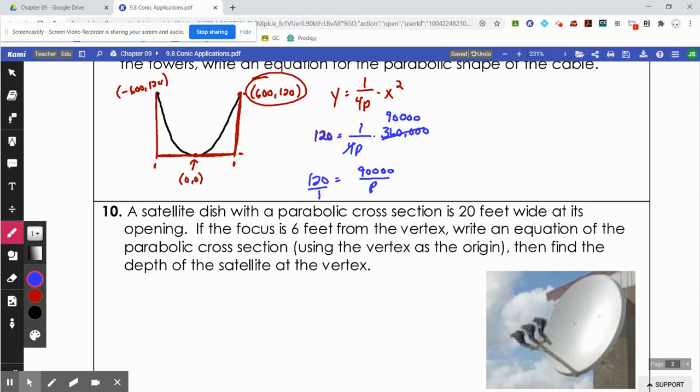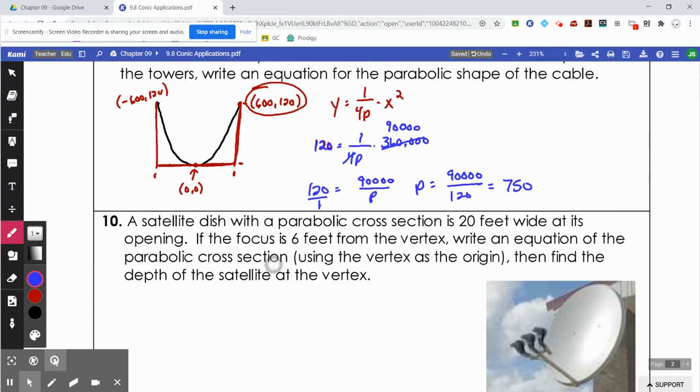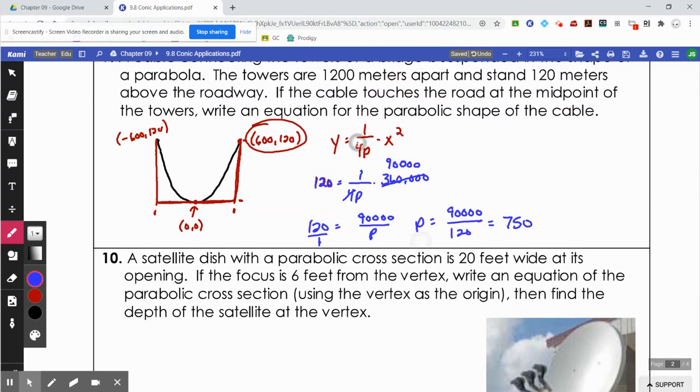And I can solve that like a proportion if I'd like to. That'd be 1 times 90,000 divided by 120. So p would be 90,000 divided by 120. And you can reduce that if you'd like to, but you're going to get a p-value of 750. And now that I know my p-value, down here where I have 4 times p, I can now replace that with 4 times 750, which is 3,000. So y is equal to 1 over 3,000 times x squared.